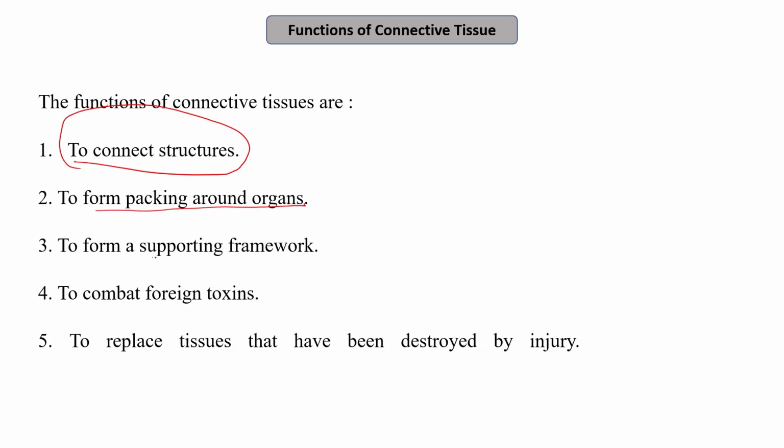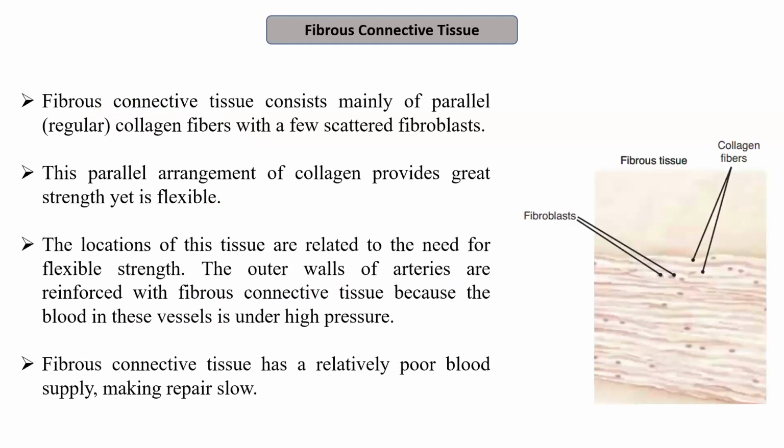It also forms a supporting framework and combats foreign toxins, for example through the production of antibodies. So the antigen-antibody reaction helps in dealing with the antigens or the different foreign bodies, and it replaces tissues that have been destroyed by injury. So these are the basic functions of the connective tissue present inside an animal.